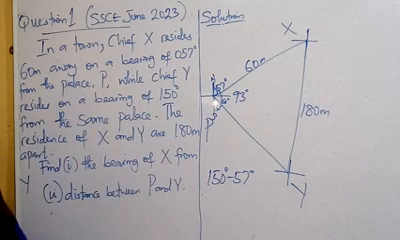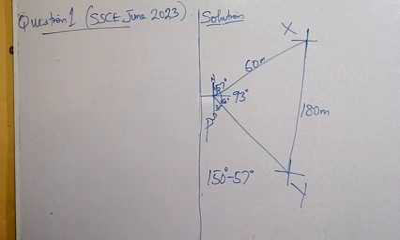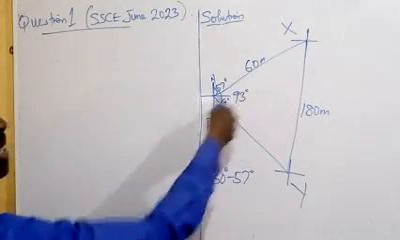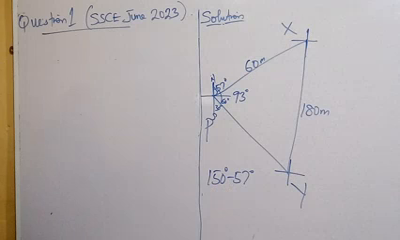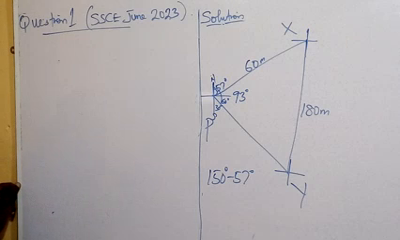Now, if you look at the triangle carefully, sine rule is the appropriate rule. All right, so we are going to use the sine rule. Why? Because they're giving us two sides and an included angle. That's one of the conditions of using what? The sine rule. So, don't forget, we are asked to look for the bearing.